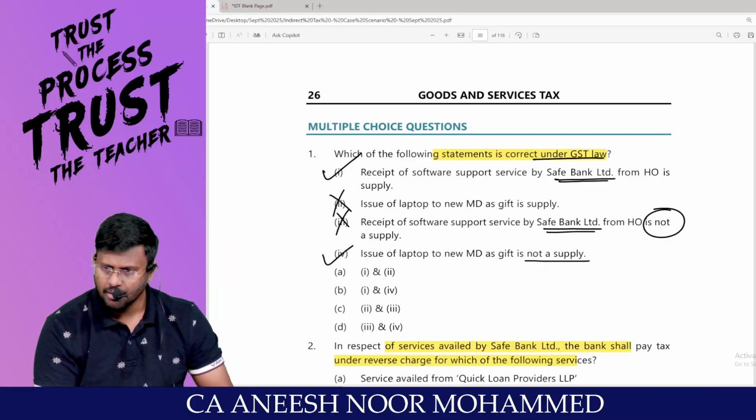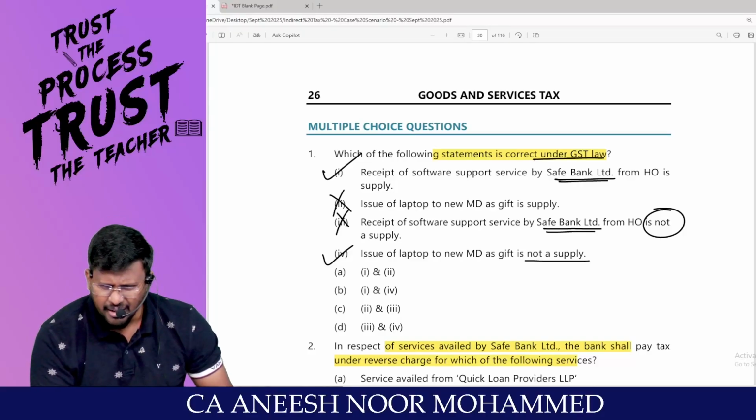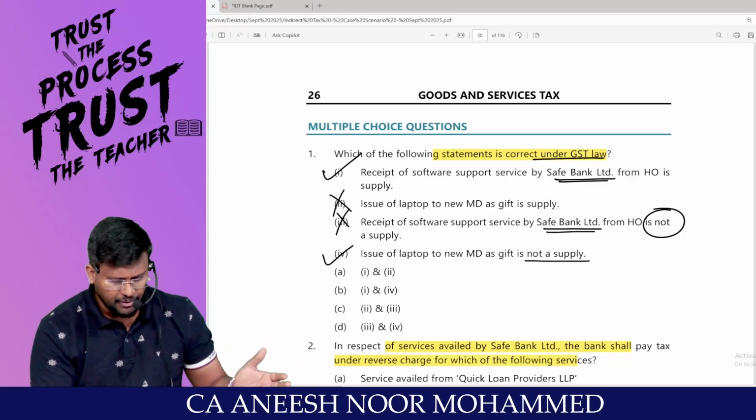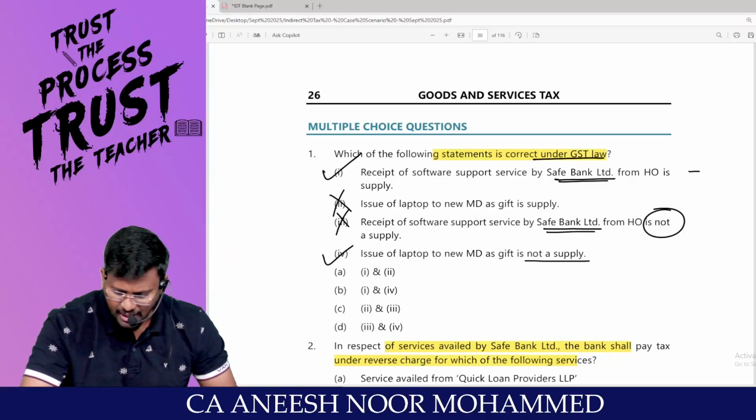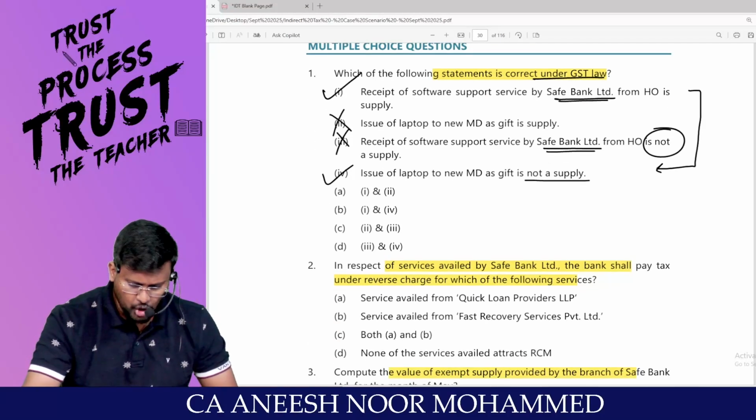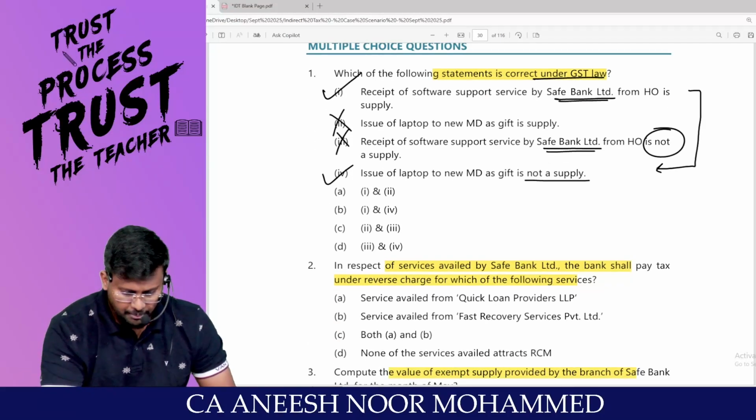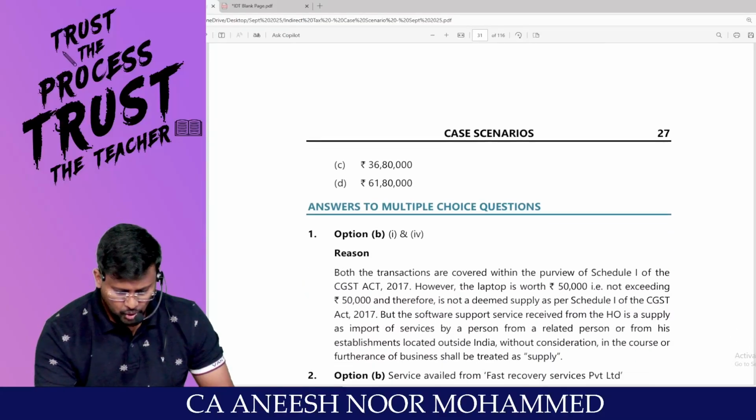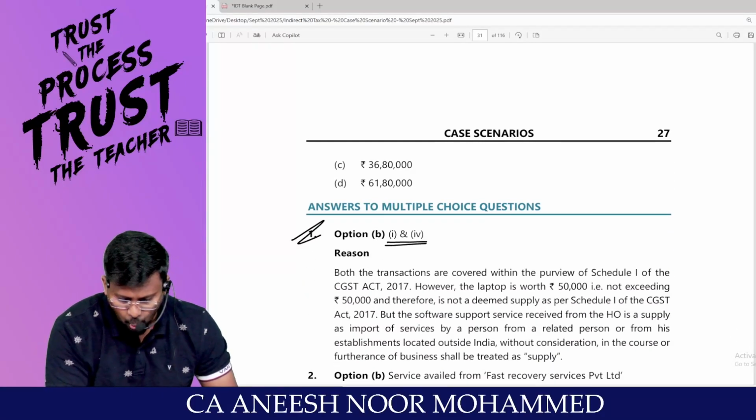Is it a supply? The gift does not exceed 50,000. So what is the correct answer? 1 and 4 are correct. Which option? 1 and 4? Option B. So for the first one, it should be option B. 1 and 4 are correct.